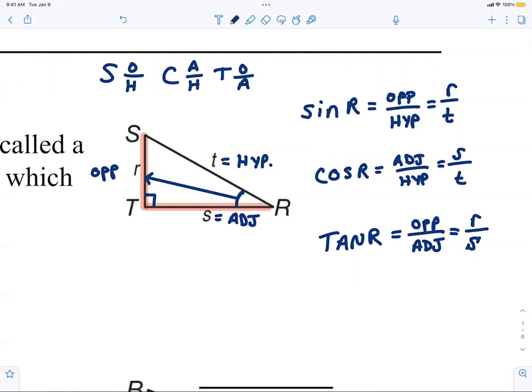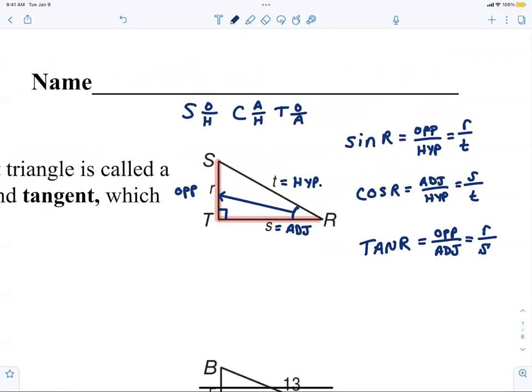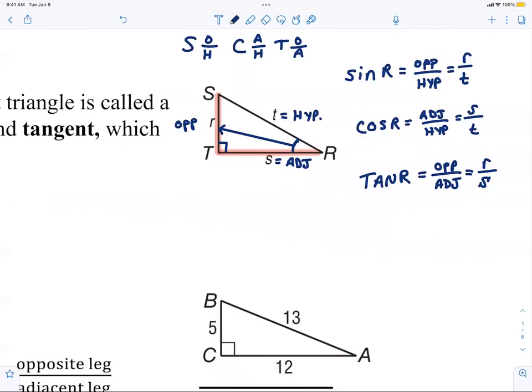So again, guys, this is critical right here. If you understand what I just said about the definitions, this, I promise you, is super easy. Trig sounds really complicated. People try to make it complicated, but it's really simple.